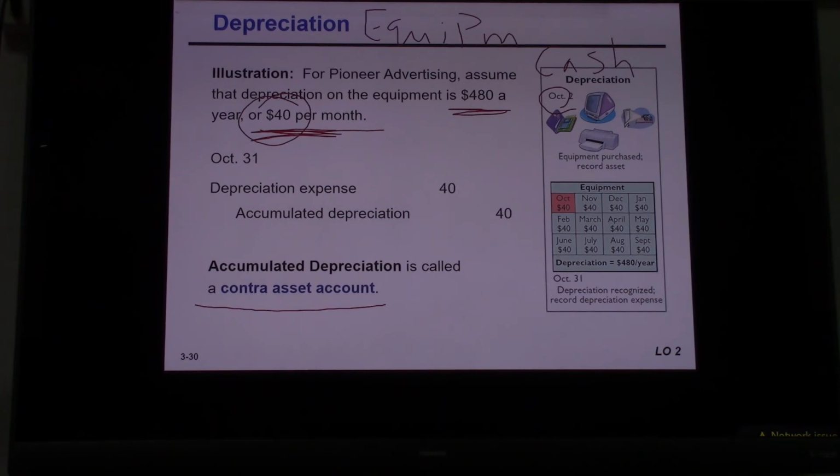Can we decrease the asset? No, we cannot decrease assets directly. The original cost of the equipment we should keep the same in the balance sheet. However, we can reduce the asset in an indirect way through accumulated depreciation. Accumulated depreciation is a contra asset account. And what do we mean again by contra asset account? It's the opposite of an asset account. If you increase assets in the debit, you will increase accumulated depreciation in the credit side.